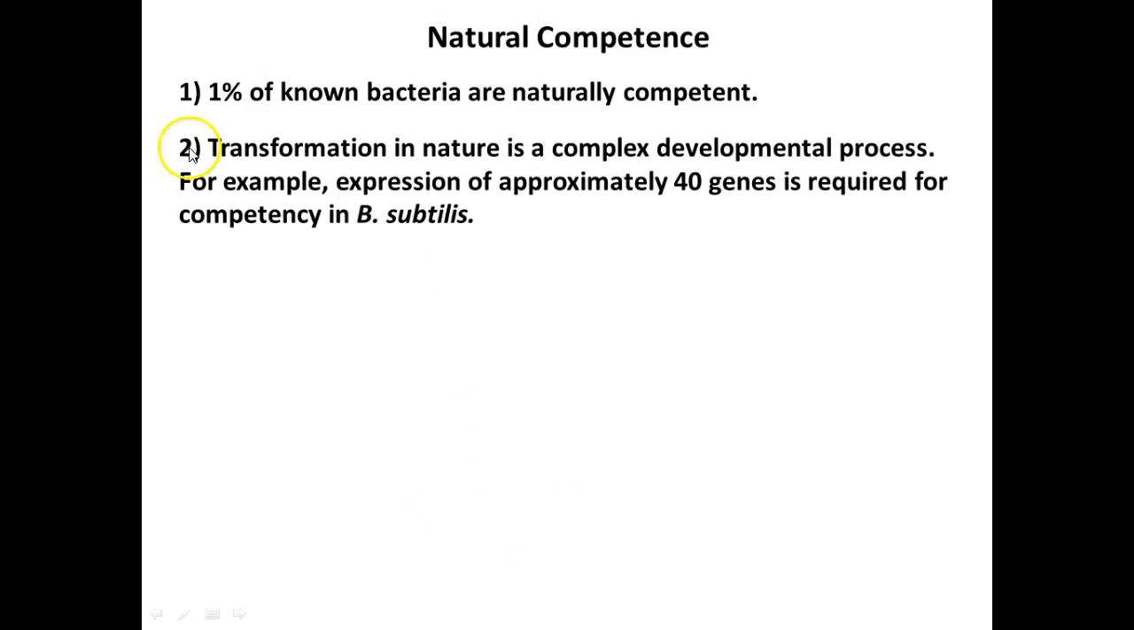So, natural competence: only about 1% of the known bacteria are naturally what we refer to as competent. This means that they have the ability to pick up DNA from the environment. Transformation in nature is a very complex developmental process. There is a lot of genetic information that's necessary, and they found that there are 40 different genes in Bacillus subtilis that allow it to do transformation, to pick up DNA from the environment and incorporate it into its chromosome.